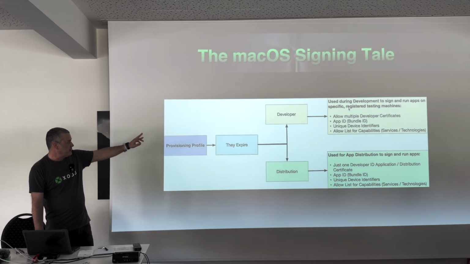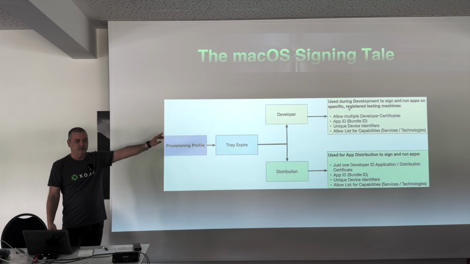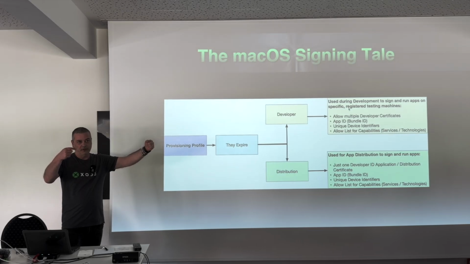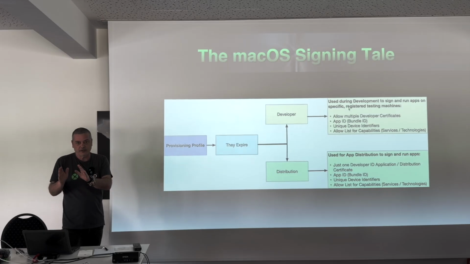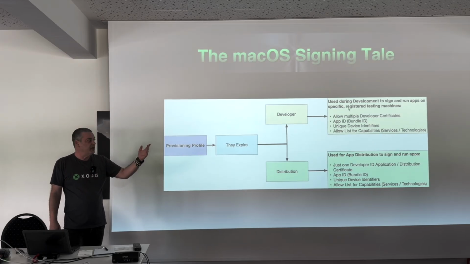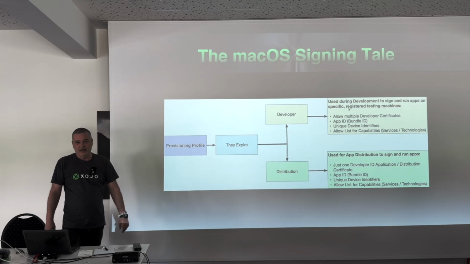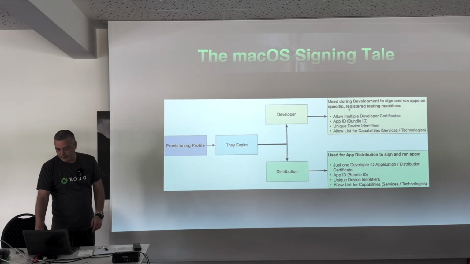Again, you can create two kinds of provisioning profiles. For development, the provisioning profile that you are going to use with your development certificate, so you can debug those features in the Xojo IDE debugger. And when your app is ready for distribution, you create the distribution provisioning profile and attach it in the build process.